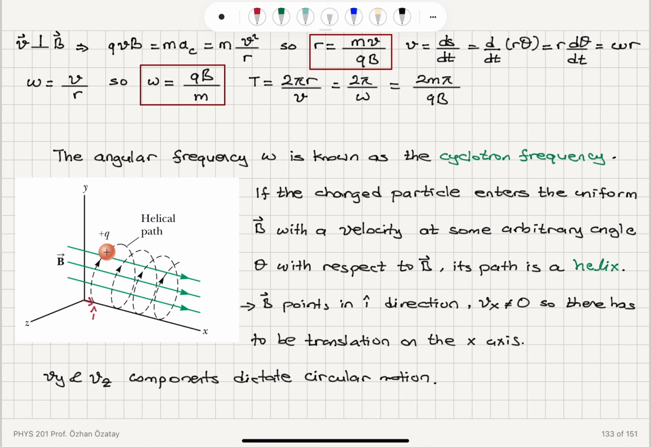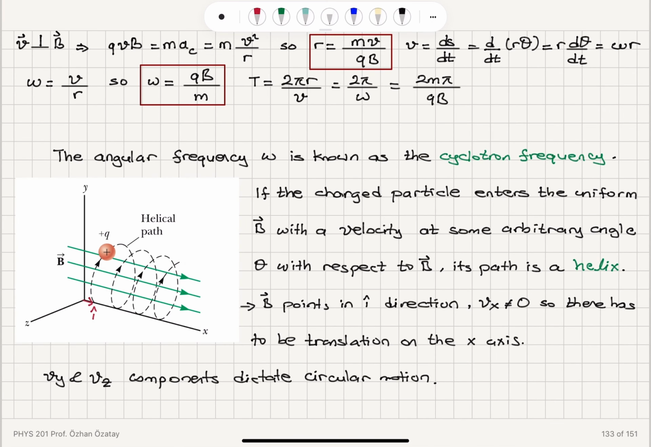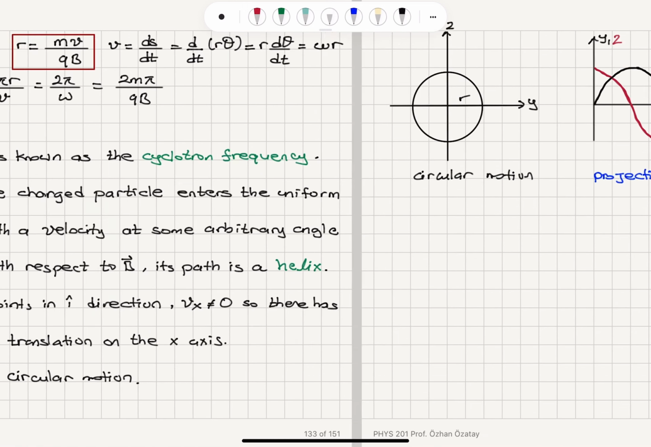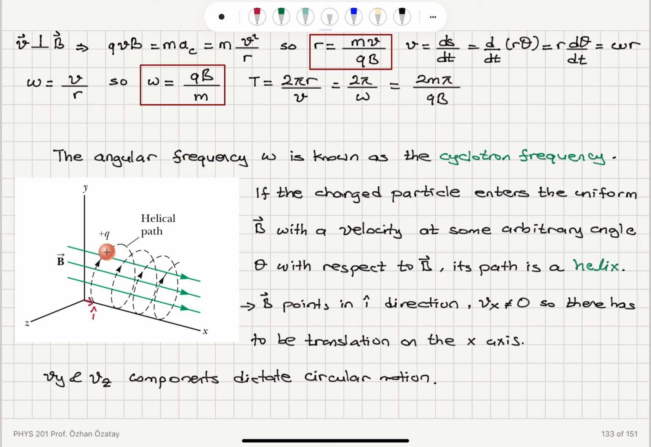If the velocity vector makes an angle with the magnetic field other than 90 degrees, then we have a combination of translation and uniform circular motion, which is described by a helix. So this helical motion tells us that the projection onto the YZ plane is uniform circular motion. The projection onto the YX and ZX planes will give us these sinusoidal motions. So we will have this translation along the x-axis.